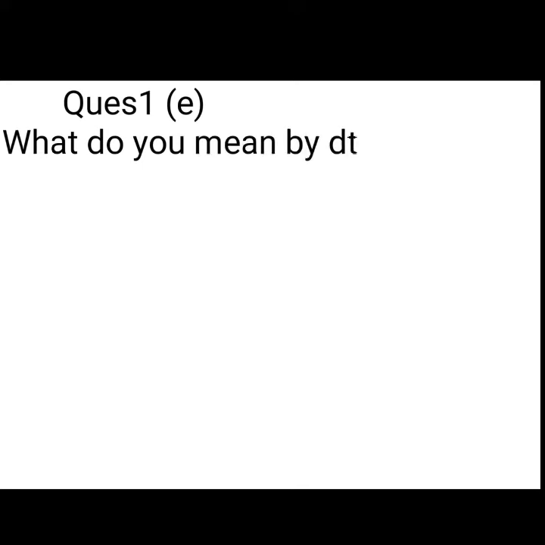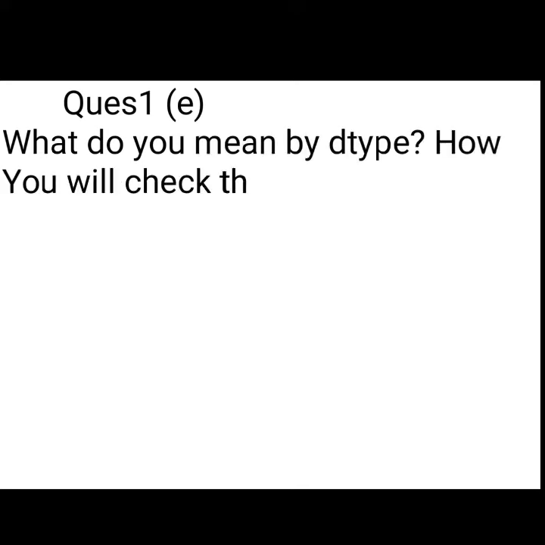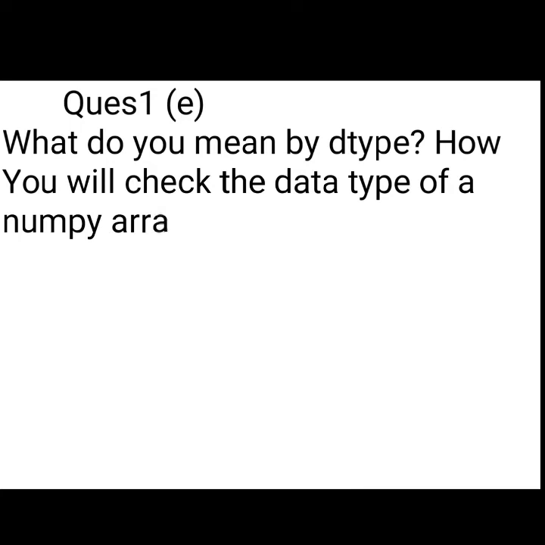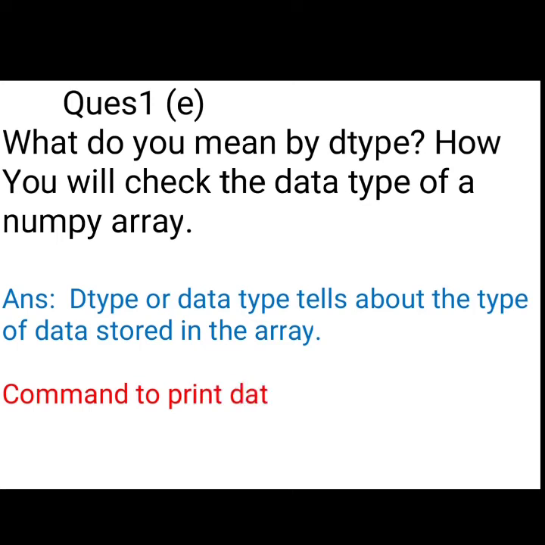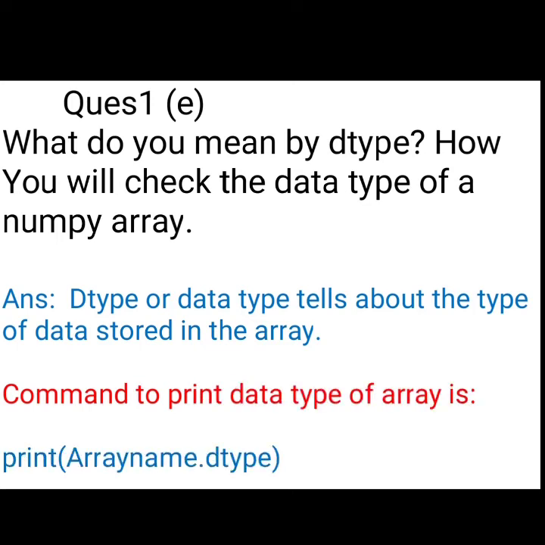Question first, E part. What do you mean by D type? How will you check the data type of a NumPy array? Now, D type or data type tells about the type of data stored in the array. Command to print data type of array is print array name dot D type.